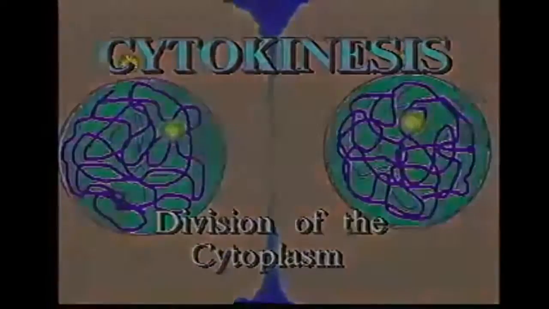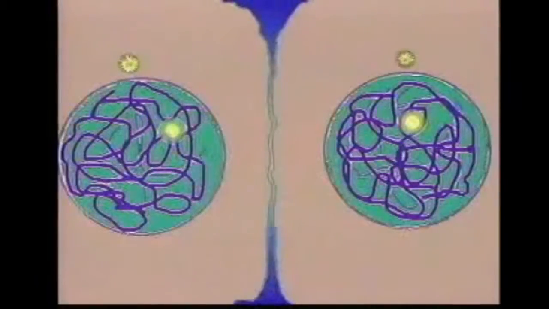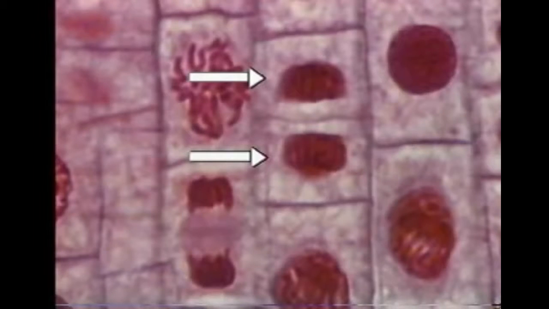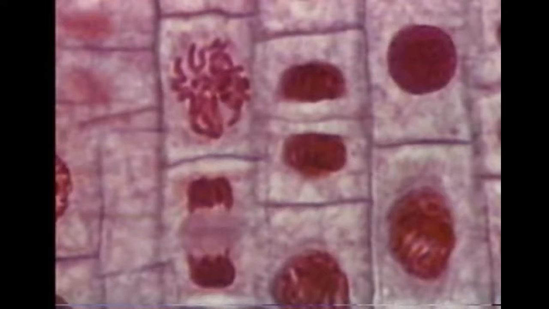Cytokinesis. Cytokinesis is the splitting of the original cell's cytoplasm. Cytokinesis begins prior to the end of telophase. A cleavage furrow forms, and the cytoplasm divides in half. At the end of cytokinesis, two genetically identical daughter cells are produced.